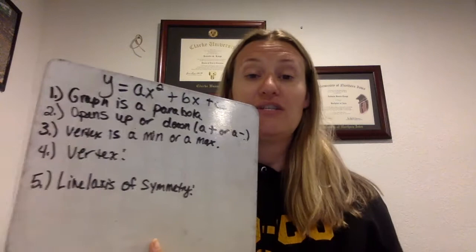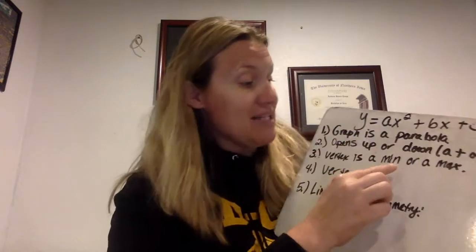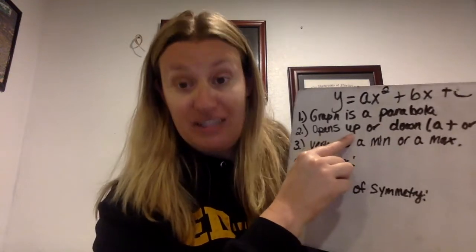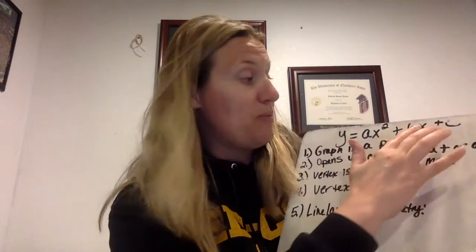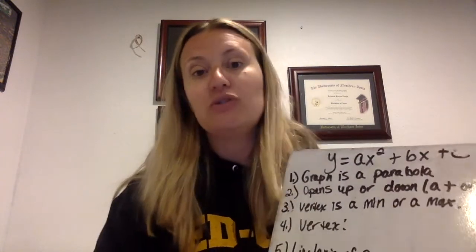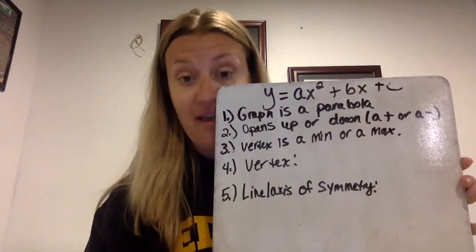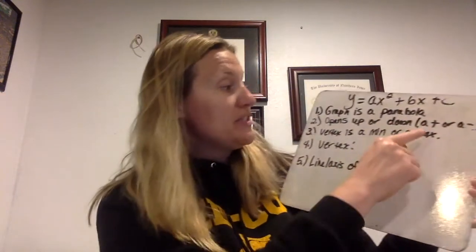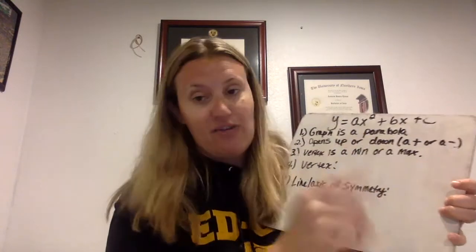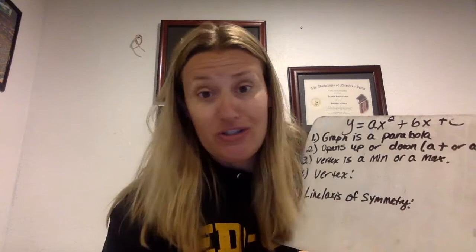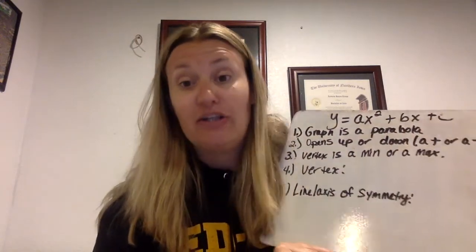So even though there's a bx and a c, I'm still just going to look at a. If a is positive, that means my parabola is still going to open up. And if a is negative, that still means my graph is going to open down. B and C have absolutely nothing to do with whether your graph opens up or down. That still is contingent on what a is, okay? And then, of course, if it opens up, your vertex will be a minimum. And if you open down, your vertex is a maximum. You can just look at a graph and say, yep, it's the very bottom, or nope, it's the very top, which is basically all we're doing.